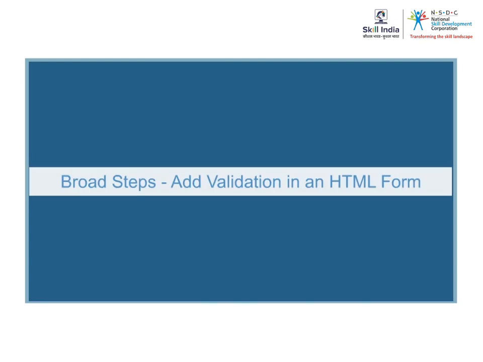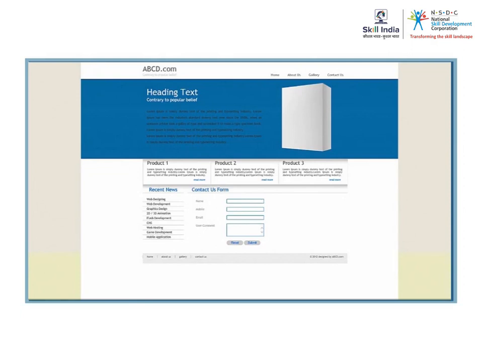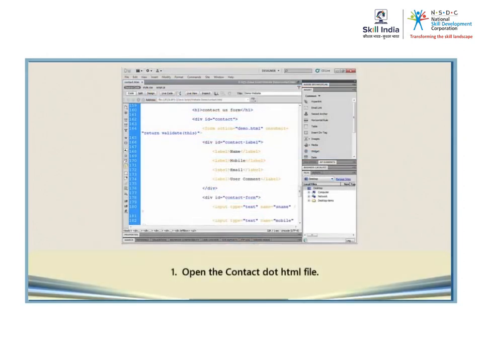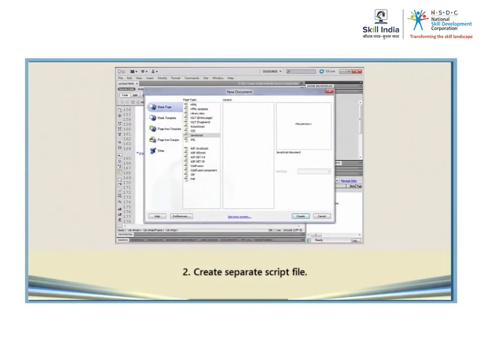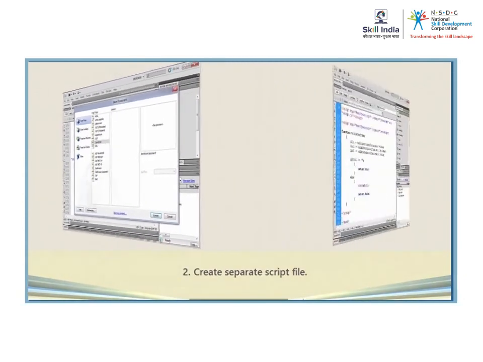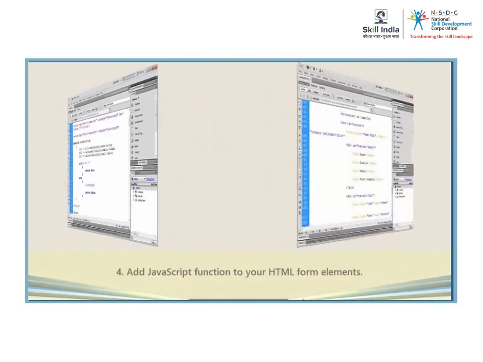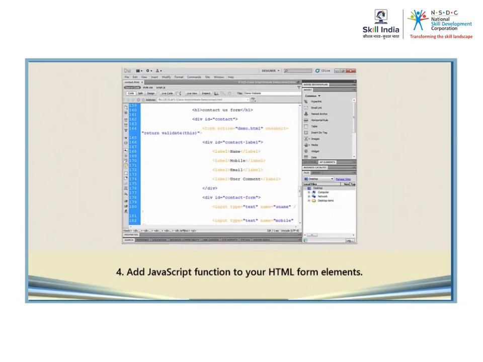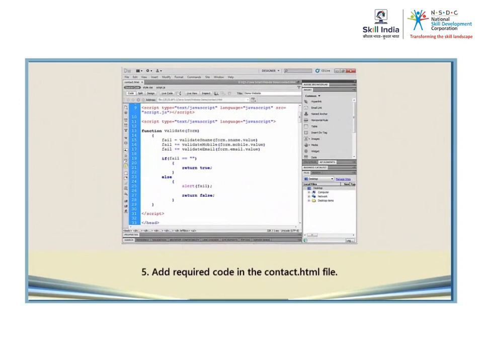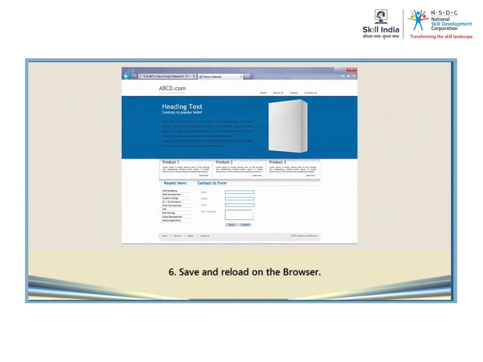Broad steps. Add validation in an HTML form. Add a working contact to your website by integrating these broad steps. Open the contact.html file. Create a separate script file. Add the JavaScript file to the contact.html file. Add JavaScript functions to your HTML form elements. Add the required code in the contact.html file. Save and reload on the browser.